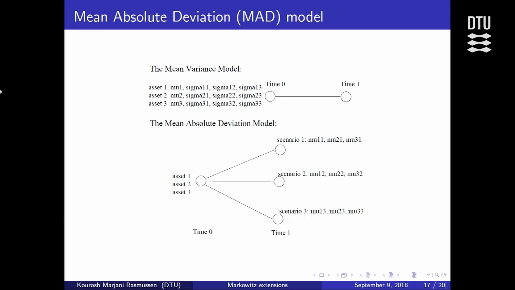So if you were assuming that what happened in the last 120 months, let's say, or in this case, the last 3 months, what's going to happen next month is going to be either of these 3 scenarios.